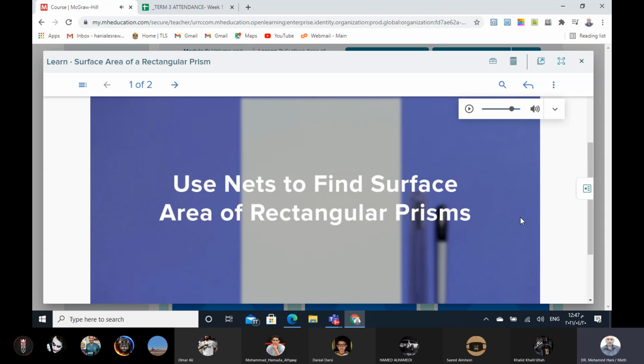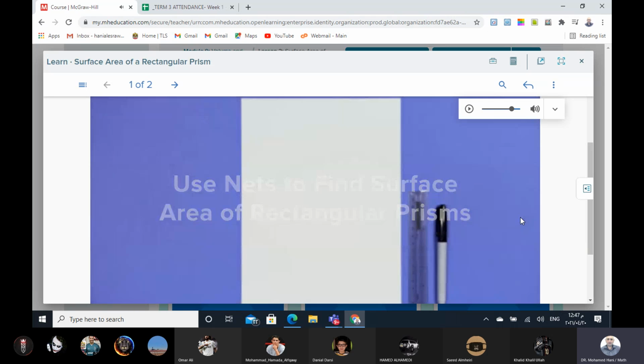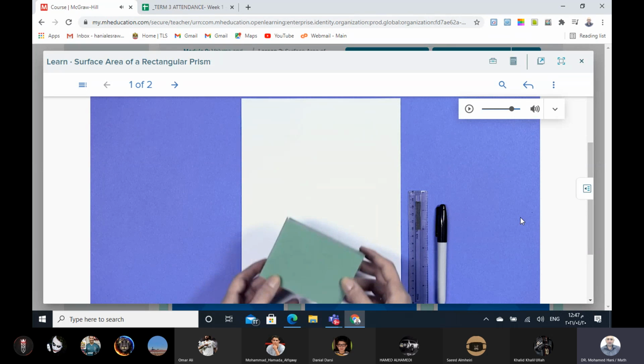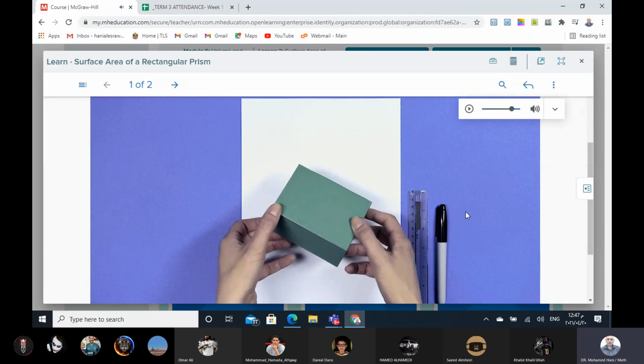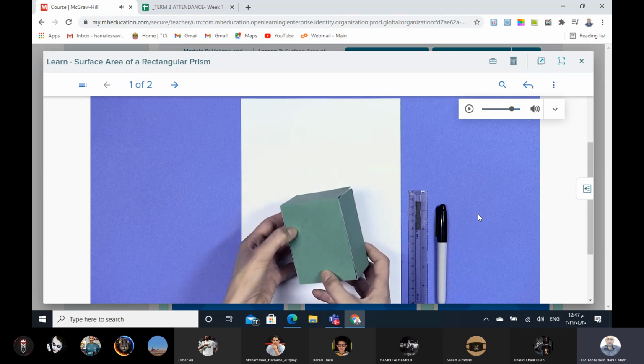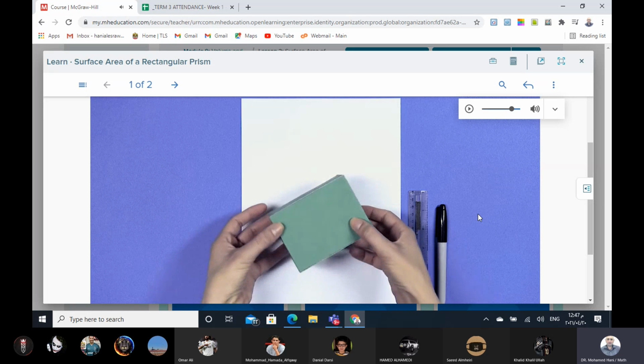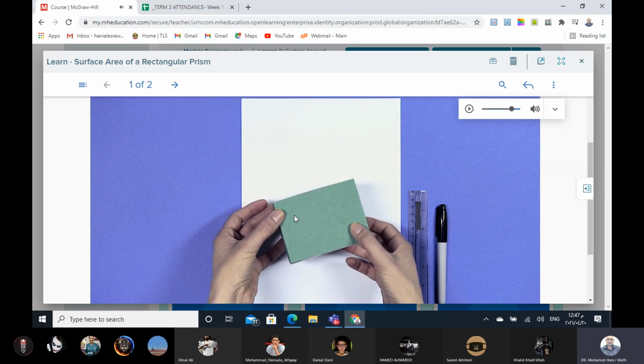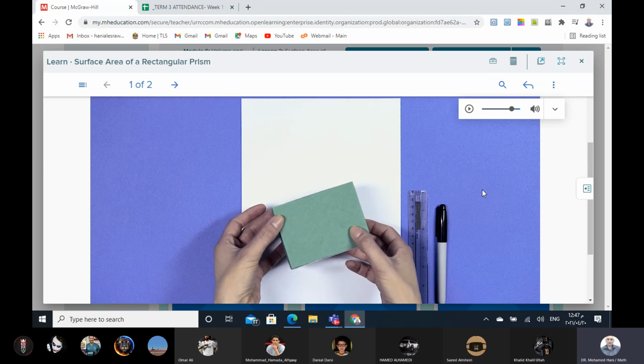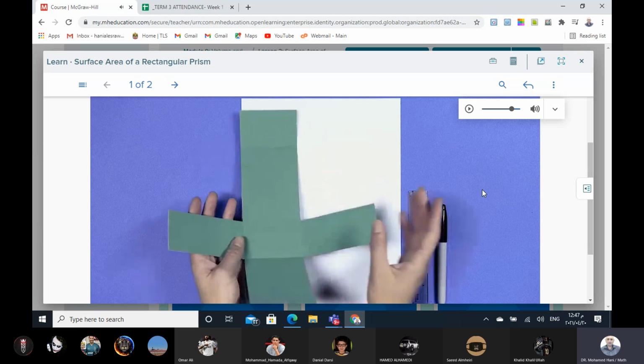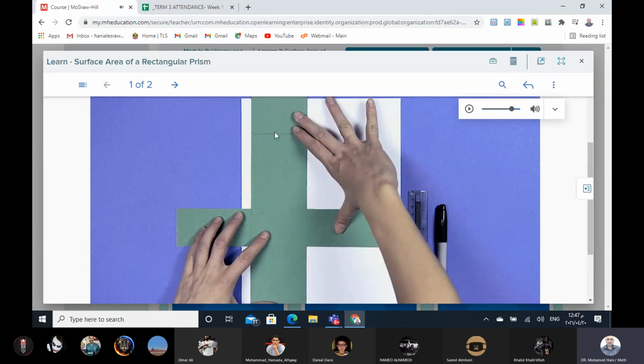Use nets to find surface area of rectangular prisms. One way to find the surface area of rectangular prisms is to use a net. Listen here. We have now a rectangular prism. A net is a two-dimensional pattern that can be used to build a three-dimensional figure. Now we want to draw the net of this figure. Open the prism and use a marker to label the faces. So open the prism. As you see now, we have the net.